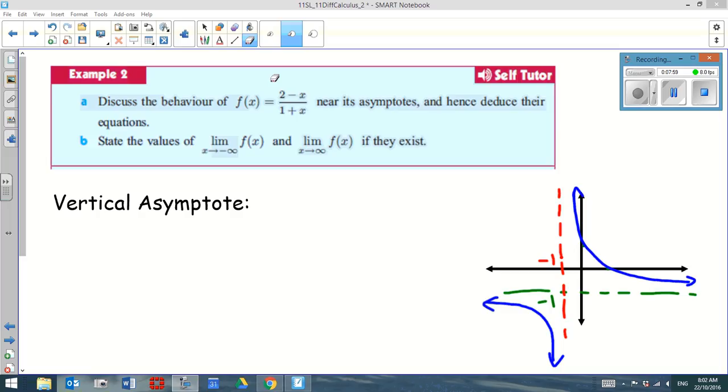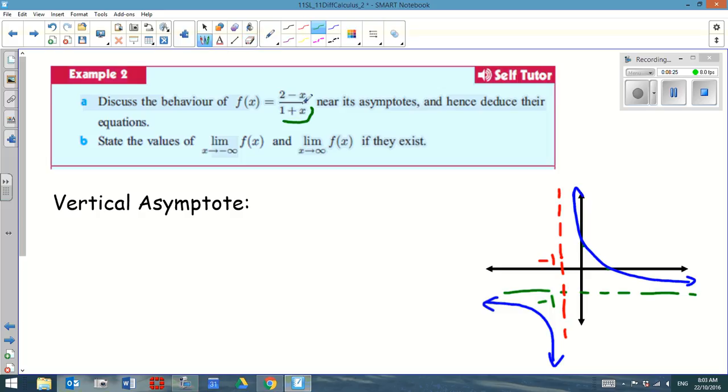So just going through this one example here, example 2, discuss the behavior of the function 2 minus x divided by 1 plus x near its asymptotes and try to deduce their equations. So we're actually going to start by looking at the graph. We did spend some time in year 10 graphing these, and then again in year 11 at the beginning of the year, graphing rational functions. So we've got our vertical asymptote, we know is when your denominator is equal to 0. So I can go ahead and set 1 plus x equal to 0 and realize that my vertical asymptote occurs at negative 1. And then we just had a discussion about looking at your limits of your function as x goes to positive and negative infinity.